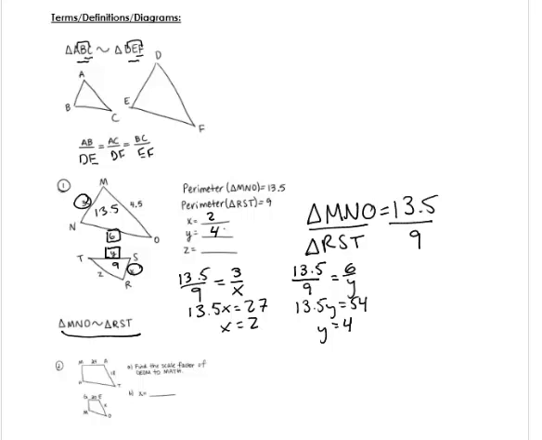And then my very last equation is to find side z. Use the same ratio, 13.5 over 9. The side z is compared to the 4.5. So I want to write 4.5 over z. And then cross multiply to find z.